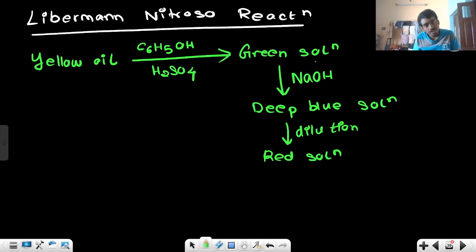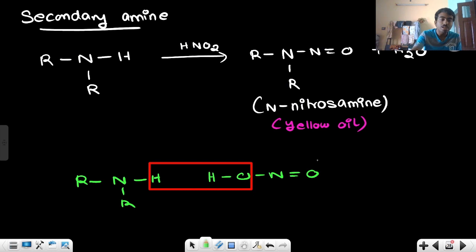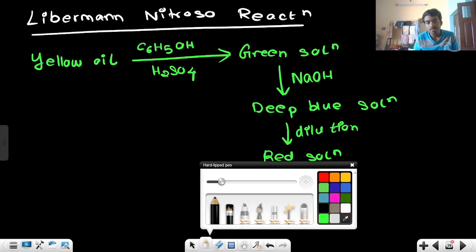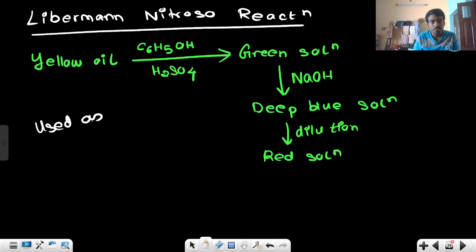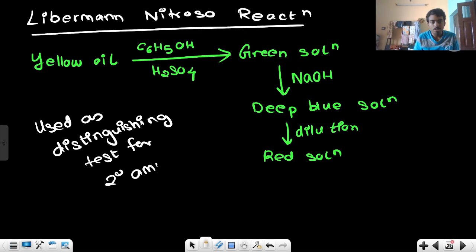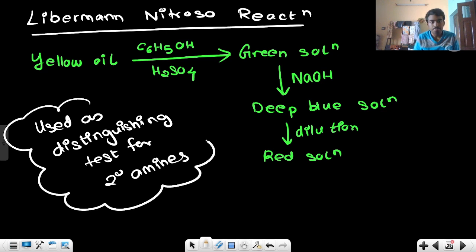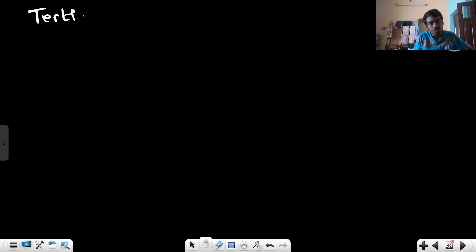So, did you understand these color changes? Now, these color changes will happen only if the yellow oil is formed. And who forms the yellow oil? Secondary amine. So, this can be used as a distinguishing test for 2 degree amines. Liebermann's nitroso reaction: the yellow oil, when treated with phenol and sulfuric acid, gives a green solution. Treated with NaOH, deep blue solution. Treated and diluted, red solution. So these color changes will happen only if the yellow oil is formed, which is only formed by secondary amines. Clear? Now let's come to tertiary amines.